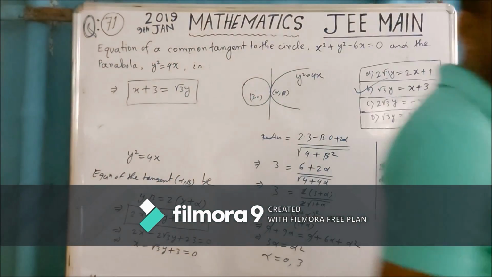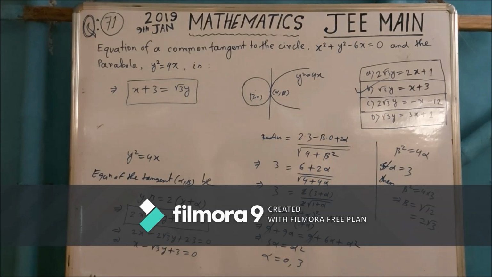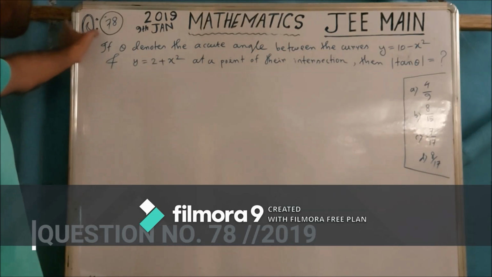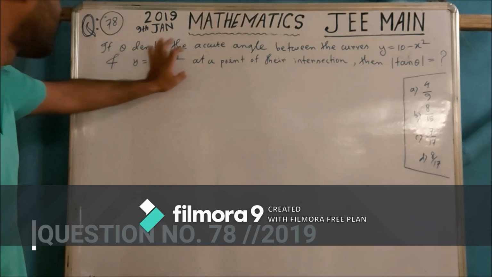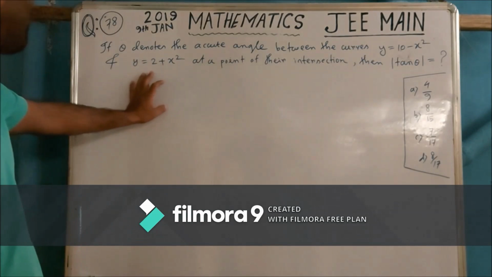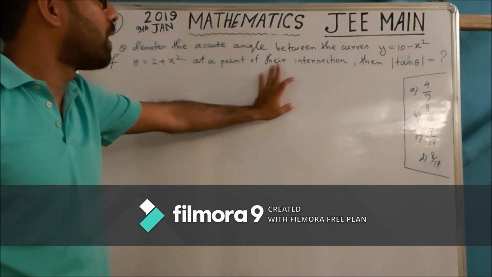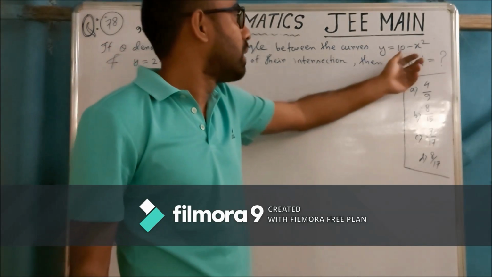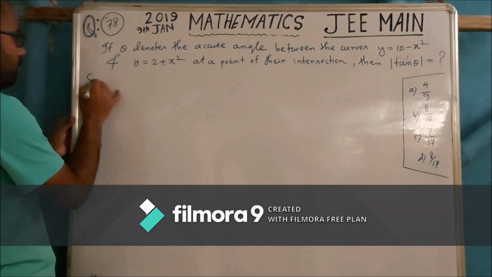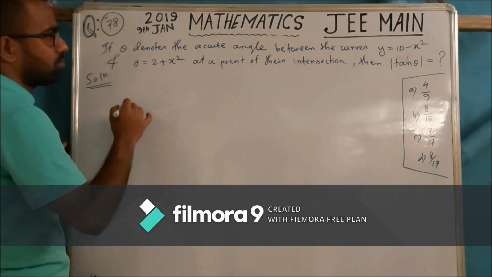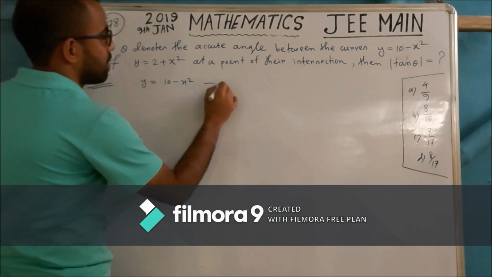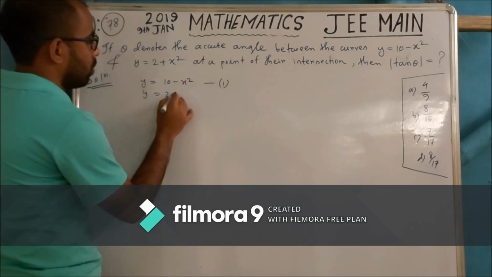And the next problem, this is the second question. The question number is 78. If theta denotes the acute angle between the curves y equal to this and y equal to this at a point of their intersection, then find the mod value of tan theta. So first we write the two curves: y equal to 10x minus x square, this is number 1, and y equal to 2 plus x square.